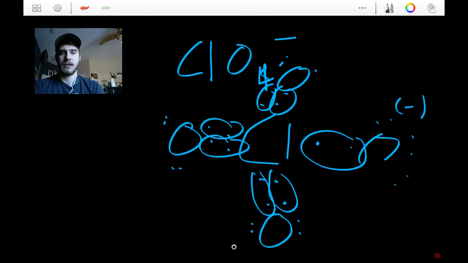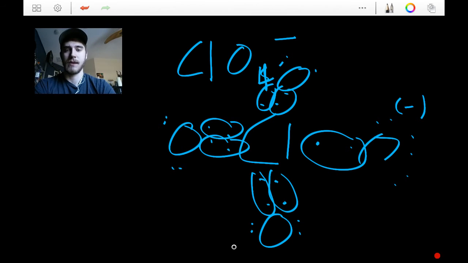That's about all the exceptions for the octet rule that you're going to be seeing in organic chemistry. Make sure that you're familiar with these and are able to draw out the Lewis dot structures when you see them.